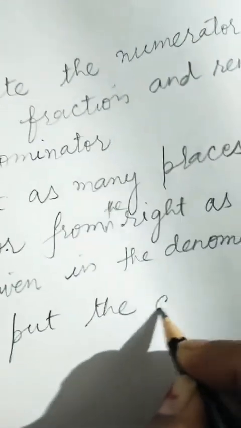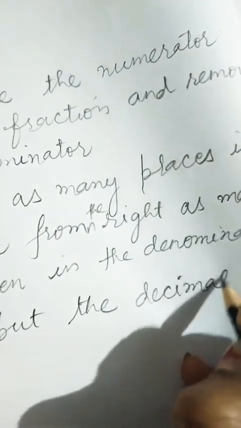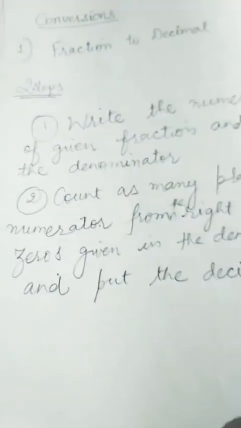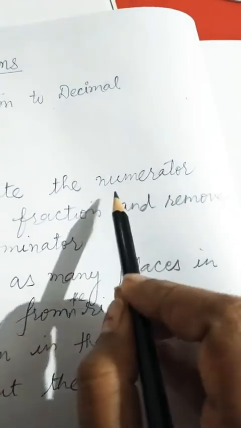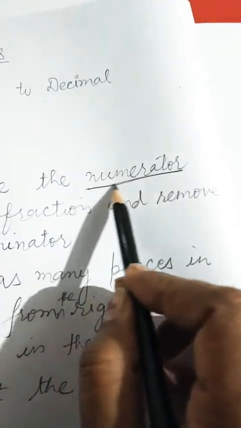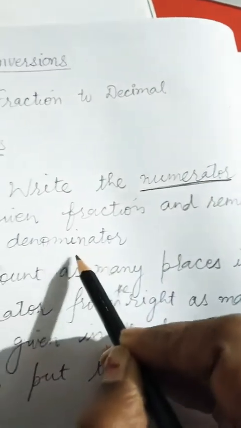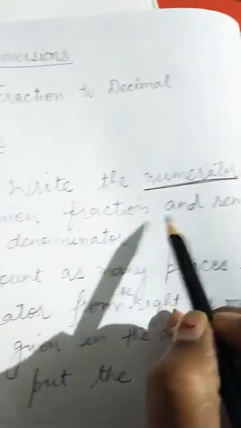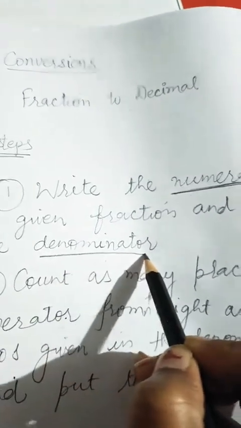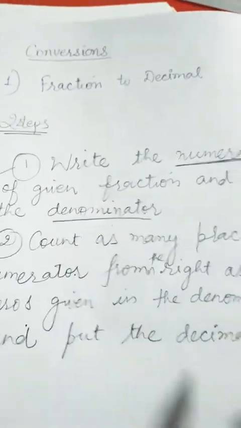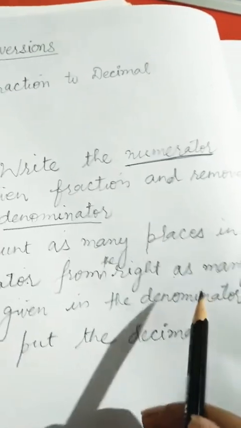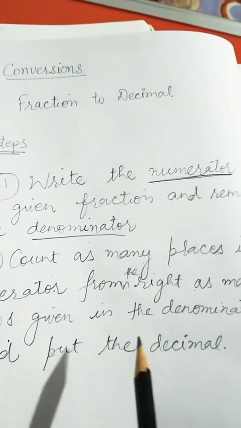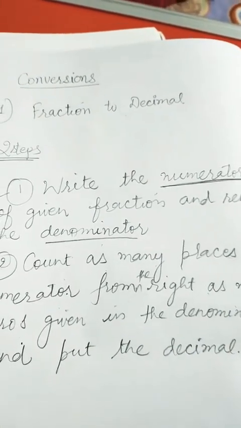Now I am going to explain this. How to put the decimal? Firstly, if a fraction is given to us, then in the first step, don't write the denominator, only write the numerator from that fraction. The denominator we will use to put the decimal. How to use that? Count as many places in the numerator from the right as many zeros given in the denominator. जितनी zeros होंगी denominator में right hand side से हमने उतने digit count करके decimal लगा देना है.